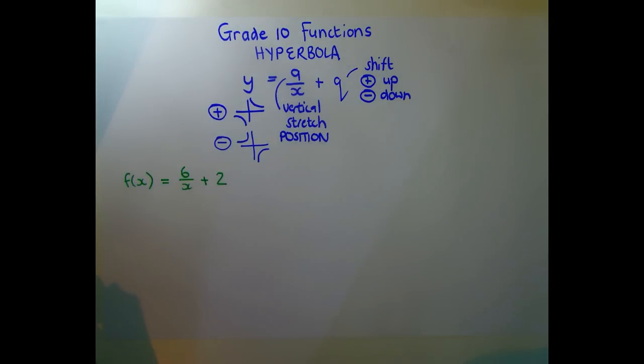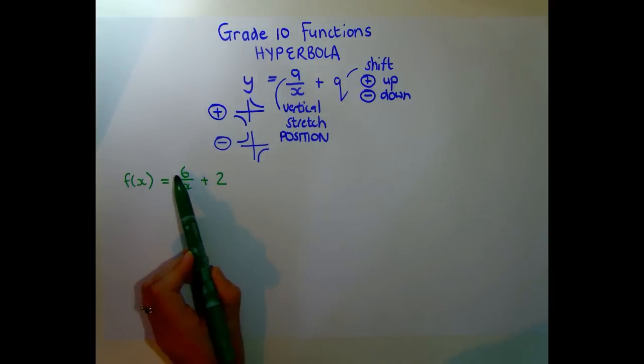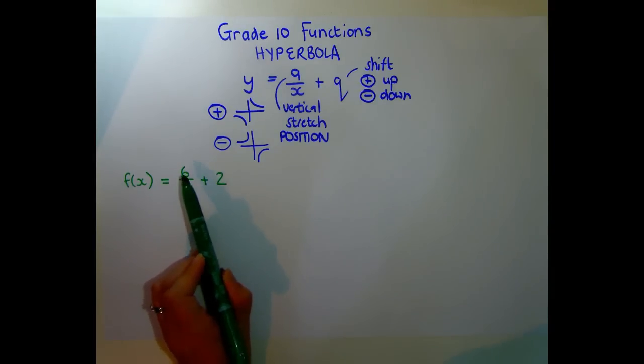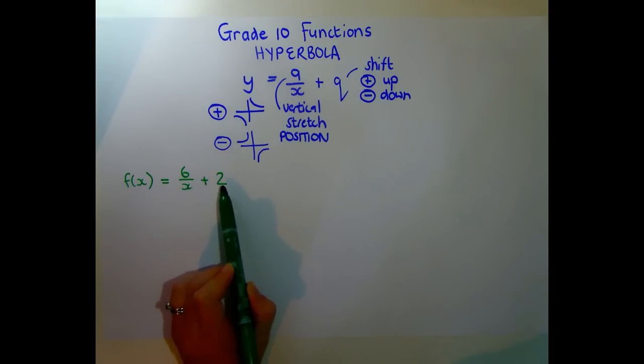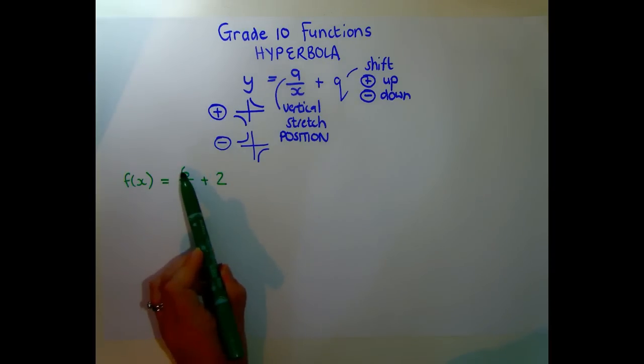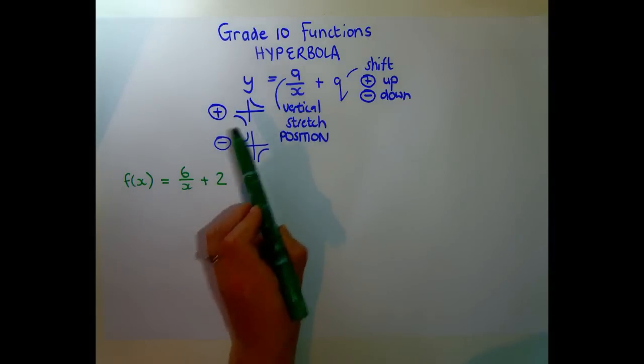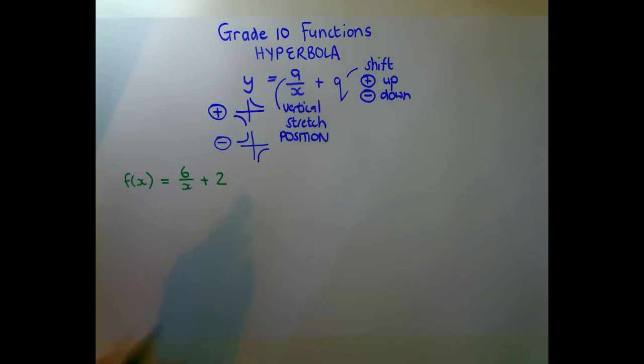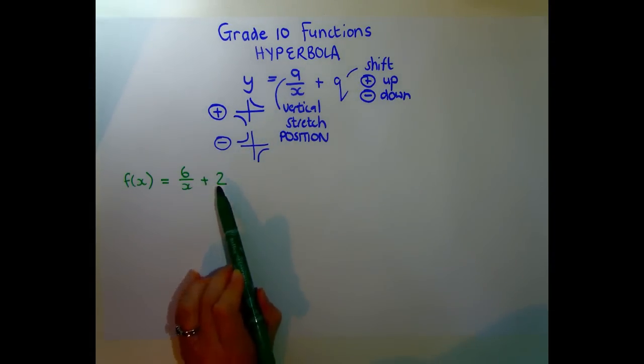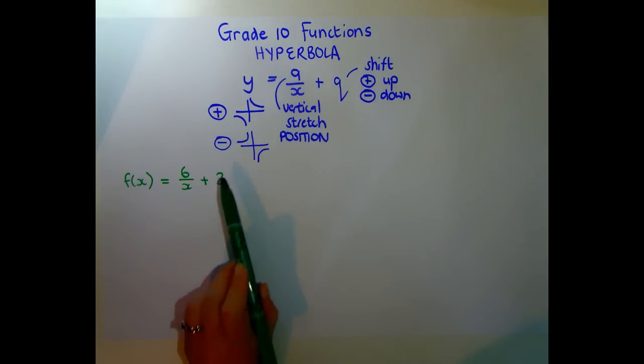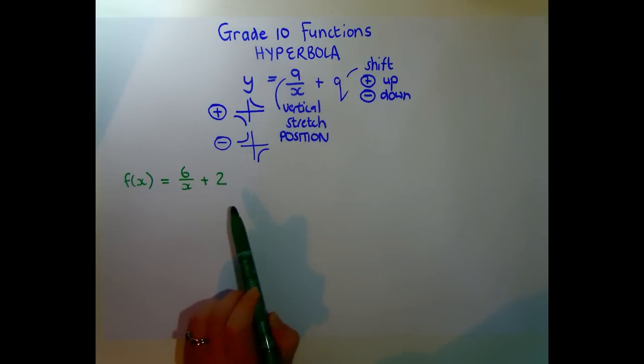To show you how to draw hyperbolas, I'm going to show you two examples. One where the a value is 6, which is a positive number, and the q value is 2, which is also positive. So this one's going to dictate the position here and the stretch, and the positive 2, which is the q value, indicates that the graph has shifted up from its original position.